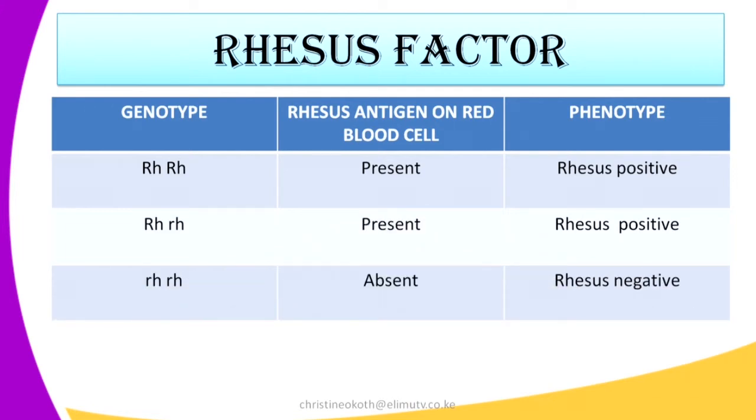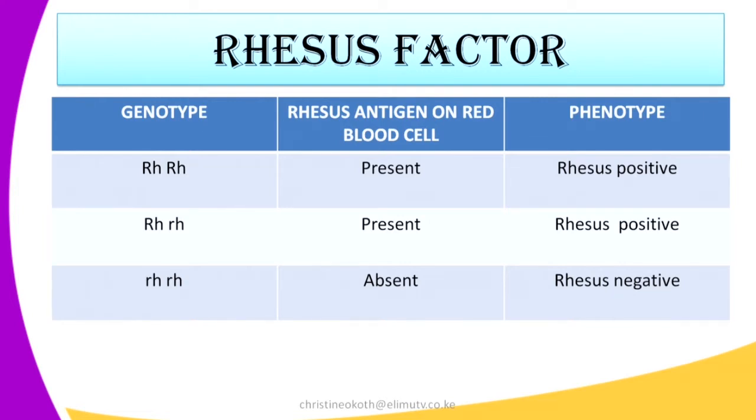The first genotype, both of them are dominant. So Rh and Rh, they are both present. It means that you are rhesus positive. The Rh is the one which is dominant over the small r and h. So if you have the big R and the small h over the small r and the small h, it means you are rhesus positive.